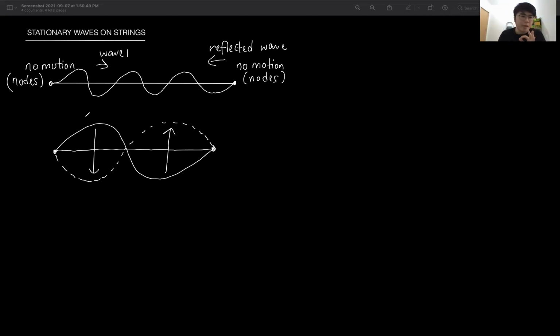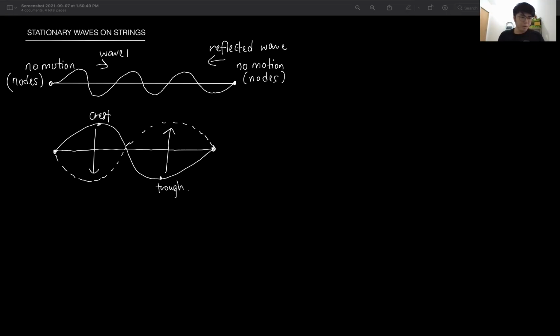If you look at the crest, this is the crest, this is the trough. What happens is that you will see this pattern where the crest and the trough are just dancing up and down. Okay, it doesn't move. It stays there and goes up and down, up and down. This is one of the patterns that you will see. There are many more patterns that we will look at later.